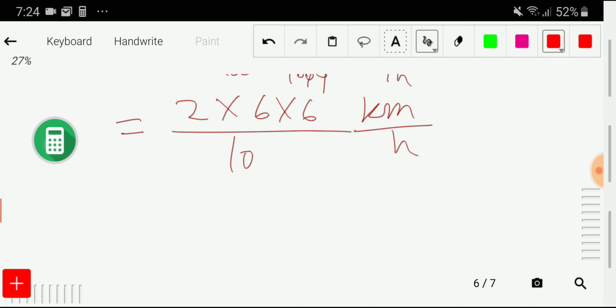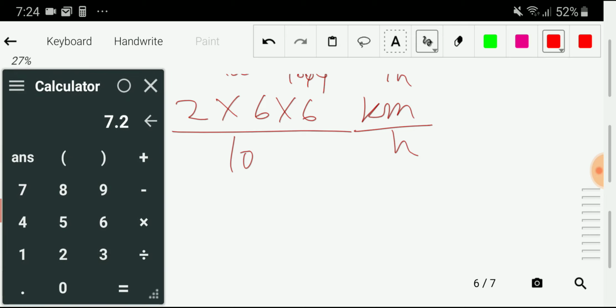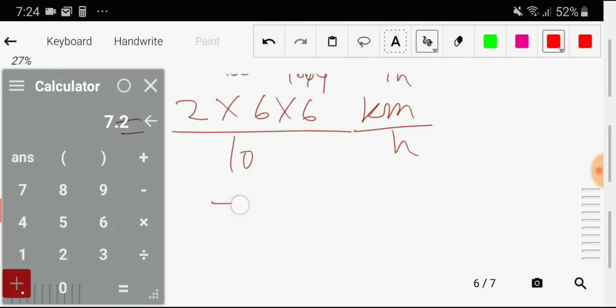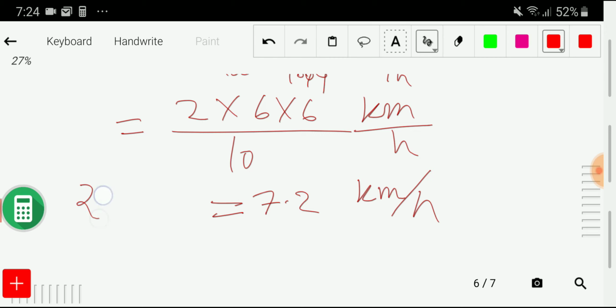So now we have to use our calculator, right? So 2 times 6 times 6, that gives us 72 divided by 10. So we are getting here 7.2 kilometer per hour. That is 200 centimeter per second equals 7.2 kilometer per hour. So this is the system, right?